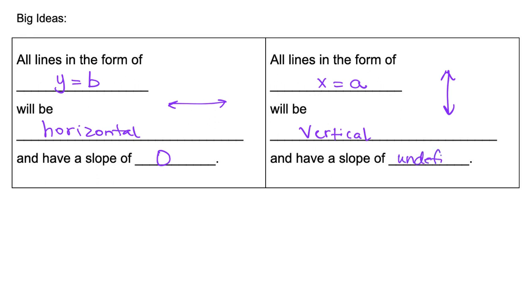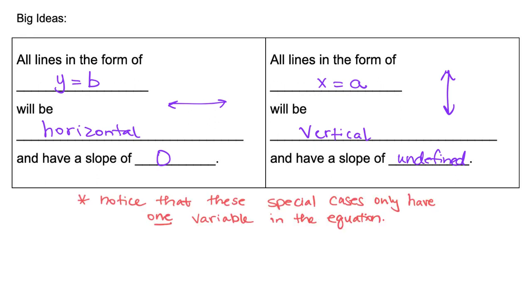Like I said before, you do not need to memorize this. You know how to find slope, and you can pick any 2 points on a vertical or a horizontal line and calculate the slope either with rise over run or the change in y over the change in x to confirm that. Horizontal and vertical lines represent special cases. So notice that these special cases only have one variable in the equation, just something to make a note of.